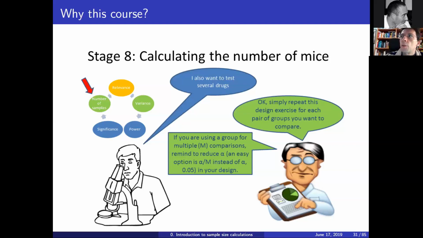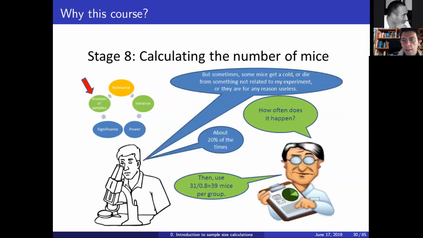So when you make the application to the ethics committee, this procedure is supposed to be applied during, let's say, 3-4 years. So during these 3 or 4 years, you will not do a single experiment. You will test, let's say, 100 drugs, and then what you have to do is to replicate this design where you have 39 per group times the number of drugs that you want to test, and that is where the 3,000 is coming from.